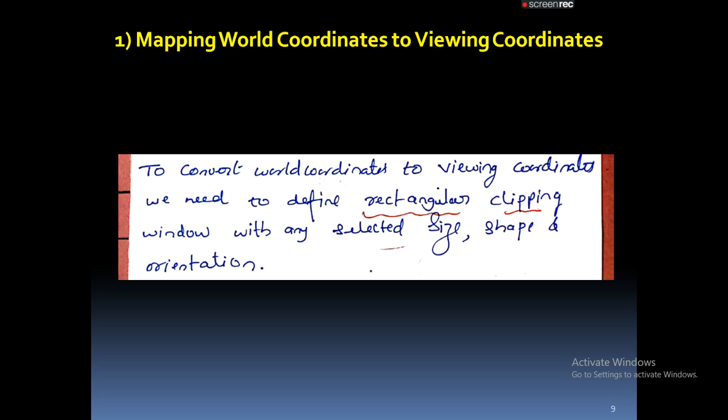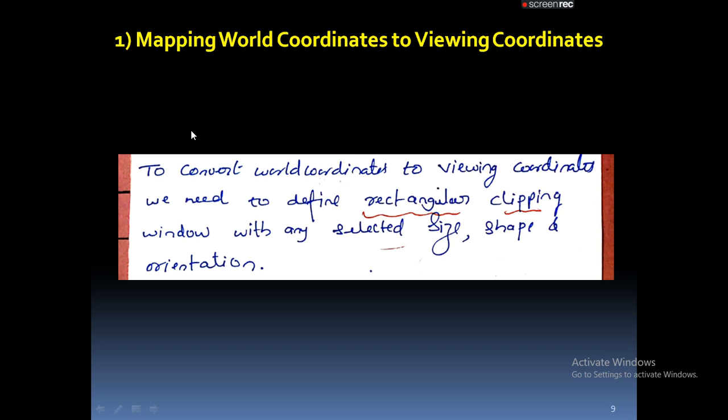If a scene or image contains multiple objects, then I should say here map modeling coordinates to world coordinates. But I am not saying mapping modeling coordinates to world coordinates here. As per the syllabus, we will start by mapping world coordinates to viewing coordinates. It means we are assuming our image contains only one object.